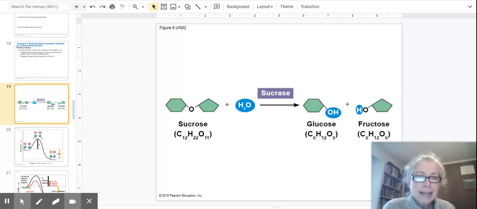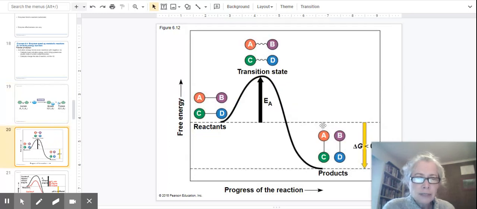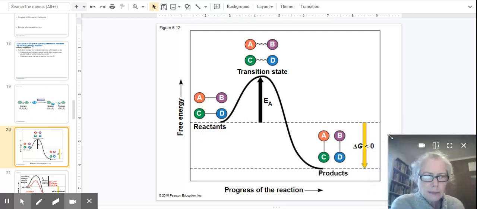And if you want to talk about the energy of the reaction, then in a standard way, we use this kind of graph. Let me see if I can move my camera. No, I can't move my camera. And yet it is too big. There we go.